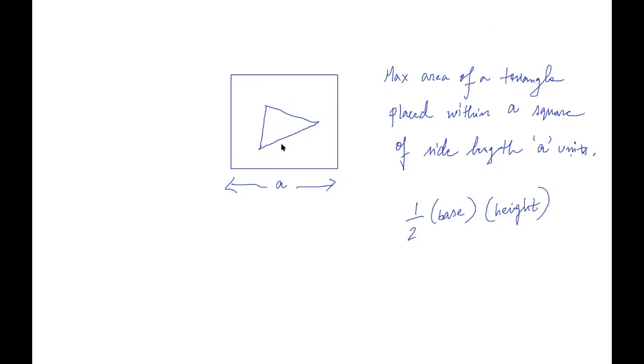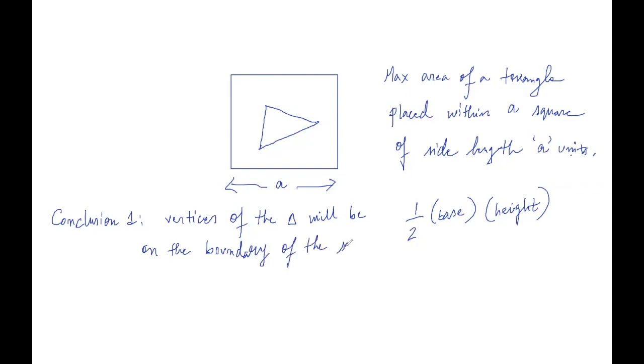So to get the maximum area of the triangle, the vertices of the triangle have to be on the boundary, because given any triangle strictly inside the square, you can always increase the base or the height and take the vertices to the boundary, so that the area is more than the triangle that you had. So conclusion 1: the vertices of the triangle will be on the boundary of the square.